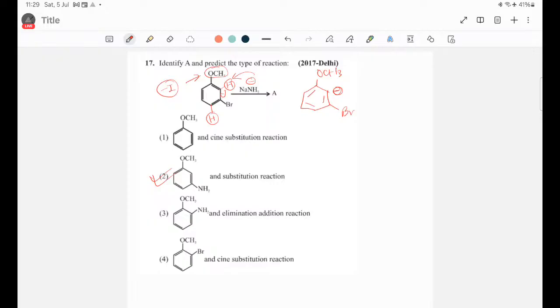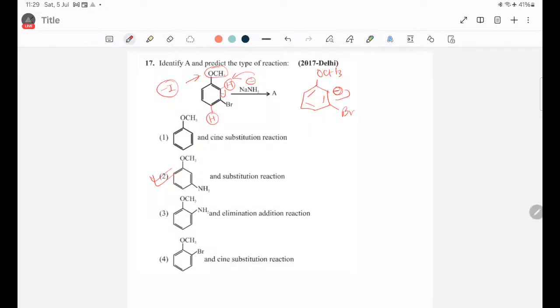Because the minus charge will be stabilized, because the OCH3 group is now placed just adjacent to the negative charge, so that's why it will be stable. Otherwise the negative charge will be formed here, but then the distance from this negative charge to that minus I OCH3 group will be a bit longer, so it will be comparatively unstable than this negative charge which is just formed adjacent to the OCH3 group, because of the minus I effect of OCH3 group, this negative charge will be comparatively more stable.